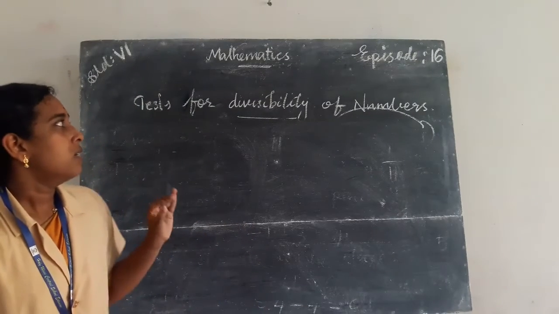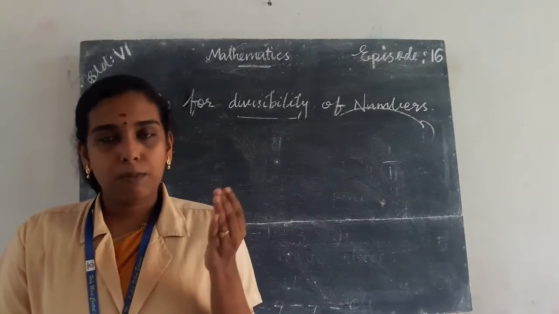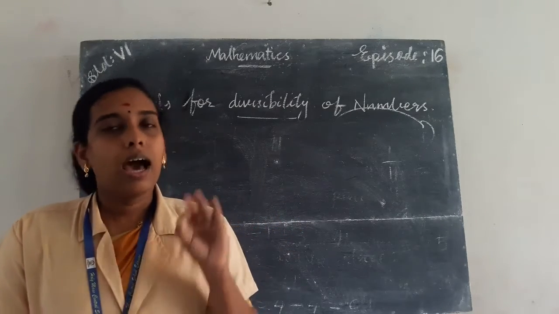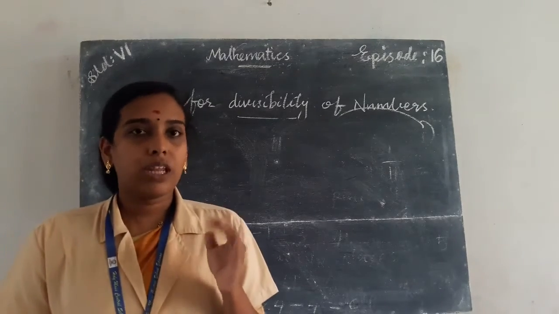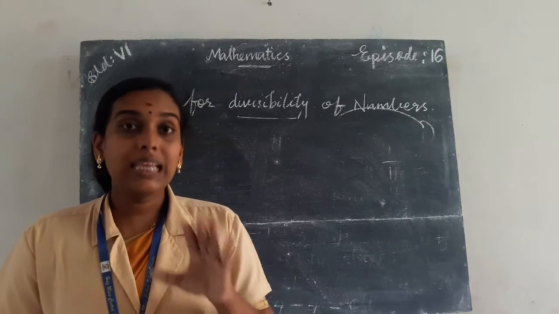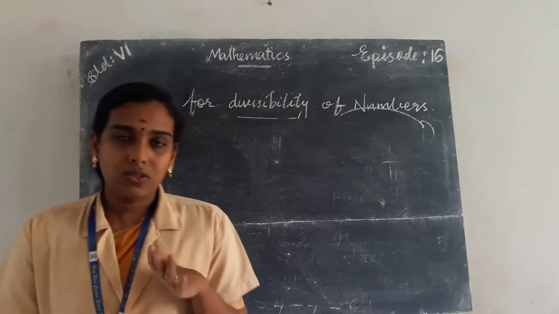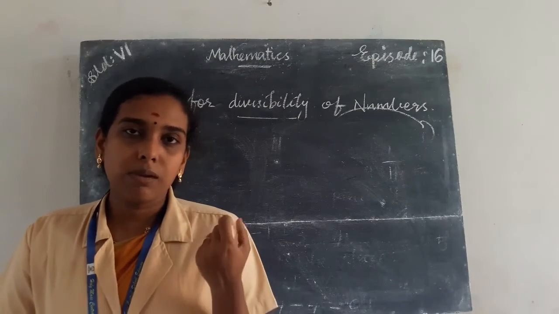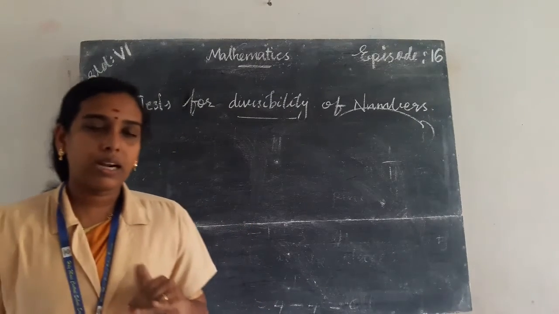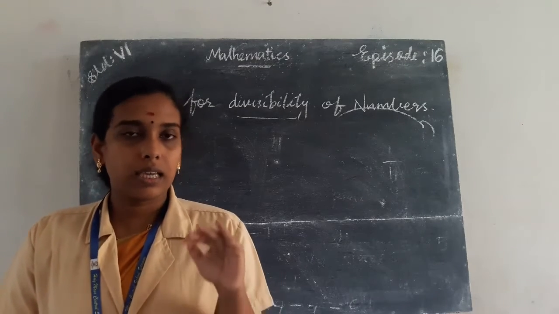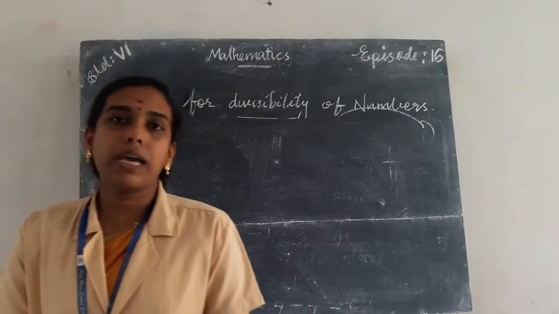To find the divisibility by 9, we take the sum of all the digits in a given number. If the sum of the digits of that number is divisible by 9, then we can say that the number is divisible by 9. So to check whether a number is divisible by 9 or not, we take the sum of all the digits in the given number.